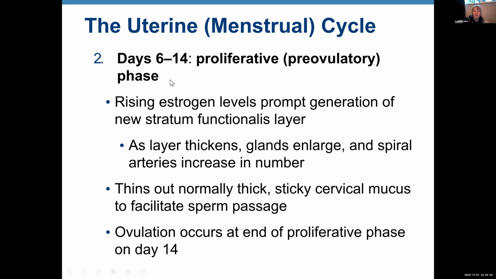Day 6-14, proliferative or pre-ovulatory phase. Rising estrogen level prompts generation of a new stratum functionalis layer. So estrogen goes up from the follicle. Then inside the uterus, the new stratum functionalis is growing. As the layer thickens, glands enlarge and spiral arteries increase in number.